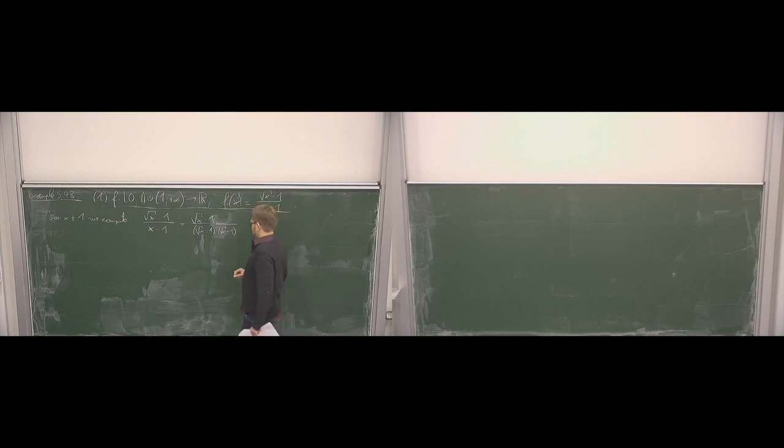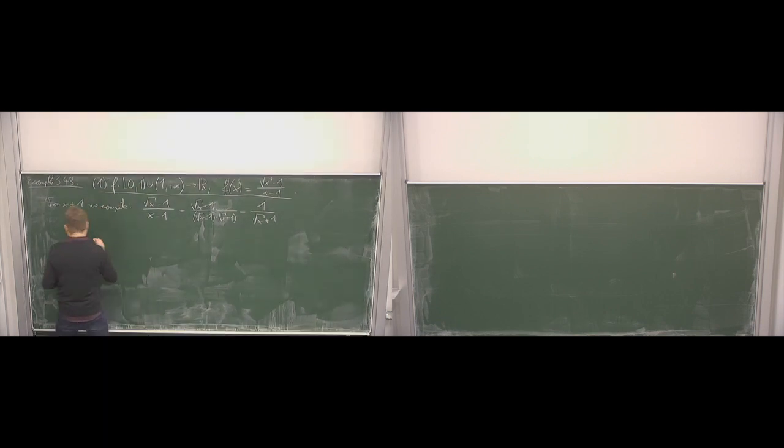Now, it's obvious what we can do. We can just cancel this from the fraction, and so we get that this is 1 over square root of x plus 1. And now our problem has disappeared. This thing is indeed defined in 1. There's no problem with defining this expression in 1. So we can just define a function like this.